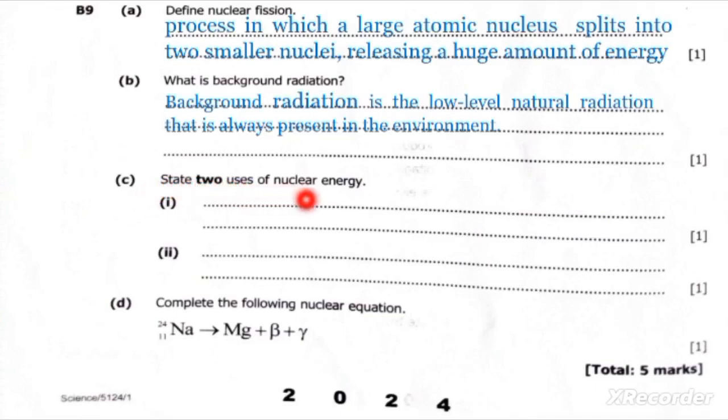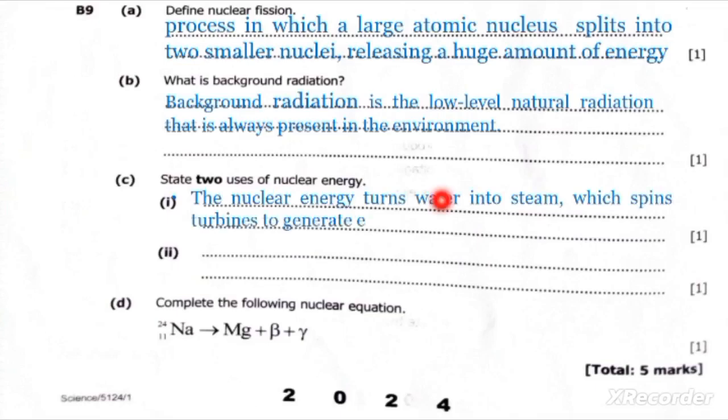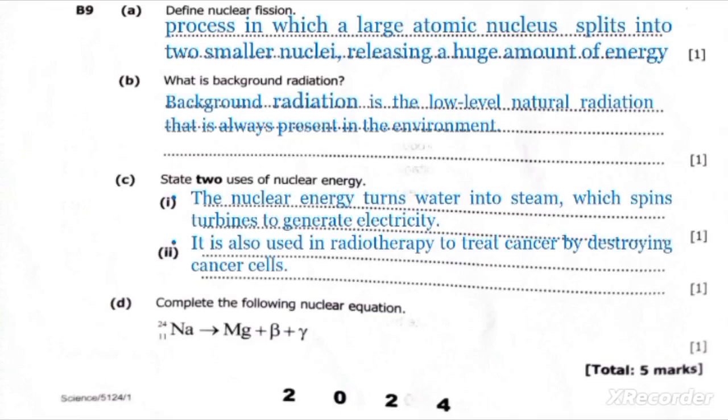Stage 2 uses of nuclear energy. Number 1, the nuclear energy turns water into steam, which spins turbines to generate electricity. Nuclear energy is also used in radiotherapy to treat cancer by destroying cancer cells.